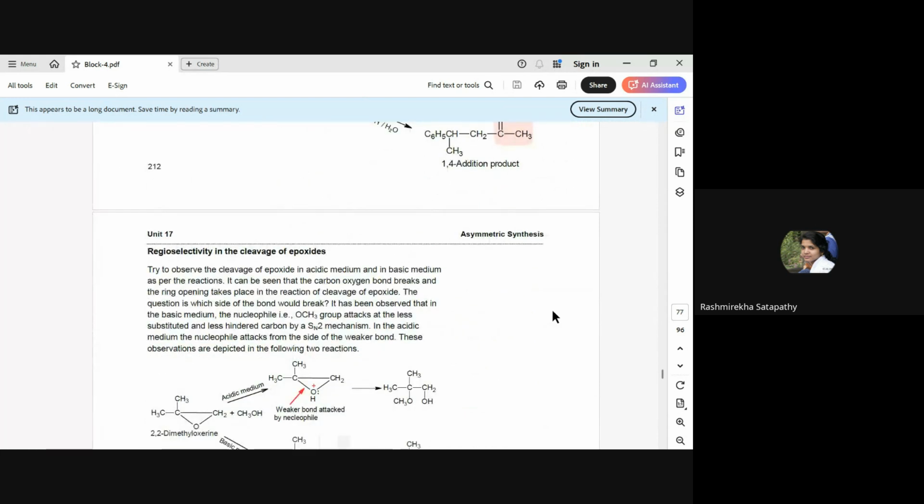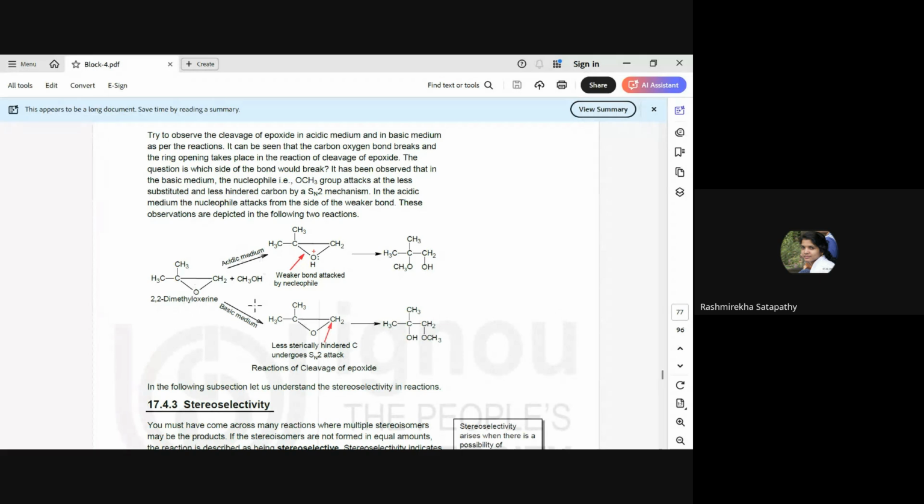The regioselectivity in the cleavage of the epoxide: in acidic medium, the weaker bond is attacked by the nucleophile, and this compound is formed. In basic medium, the less sterically hindered carbon undergoes SN2 reactions. This is the weak bond attacked by the nucleophile in weakly acidic medium. This is the less sterically hindered carbon undergoing SN2 reactions.